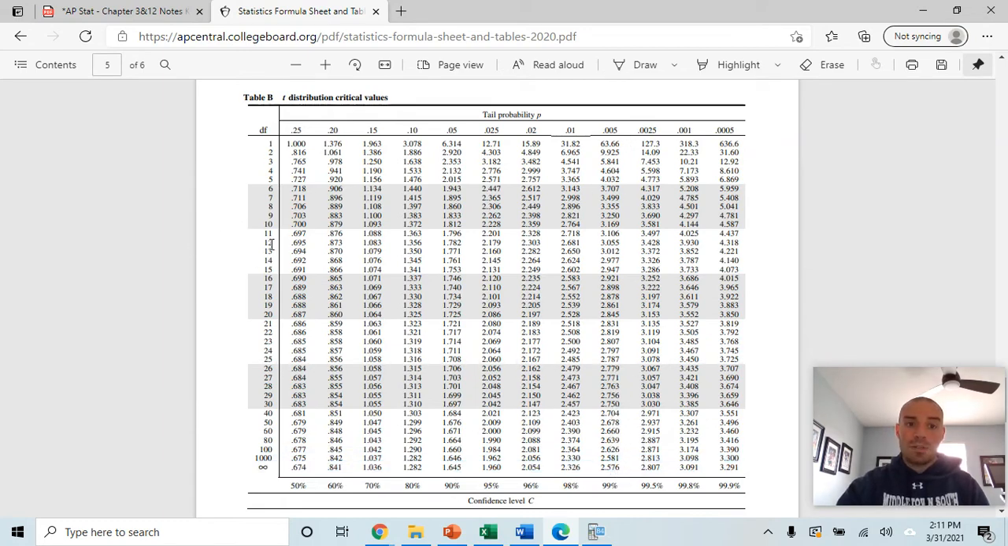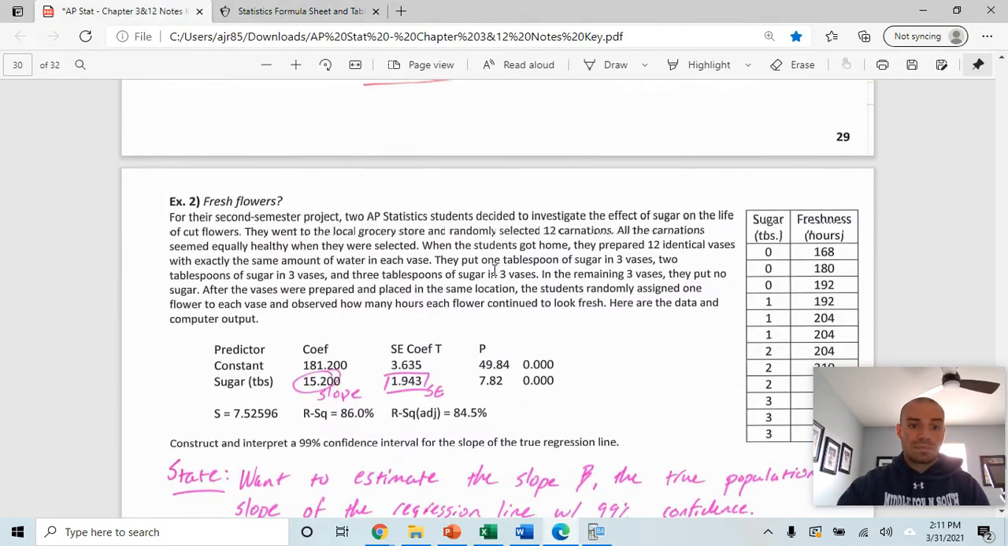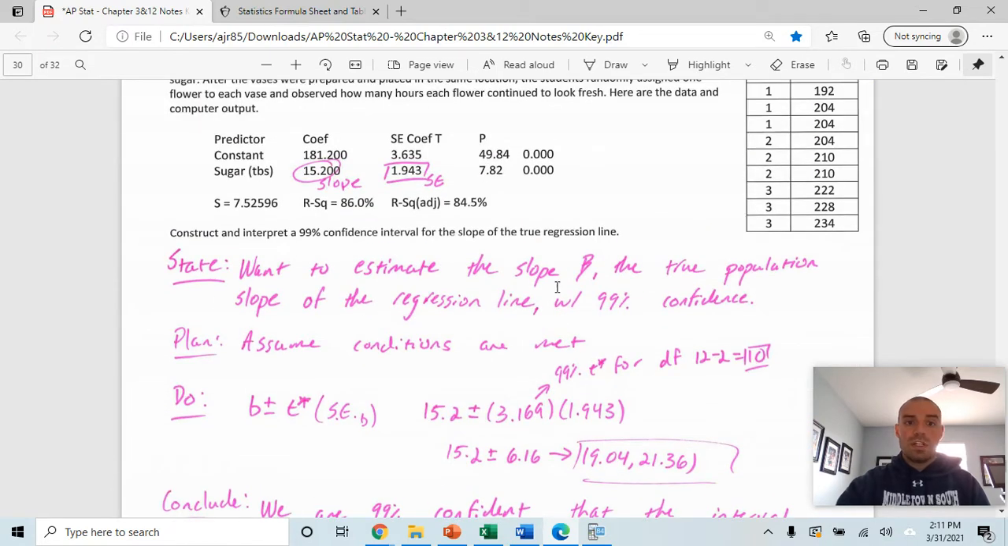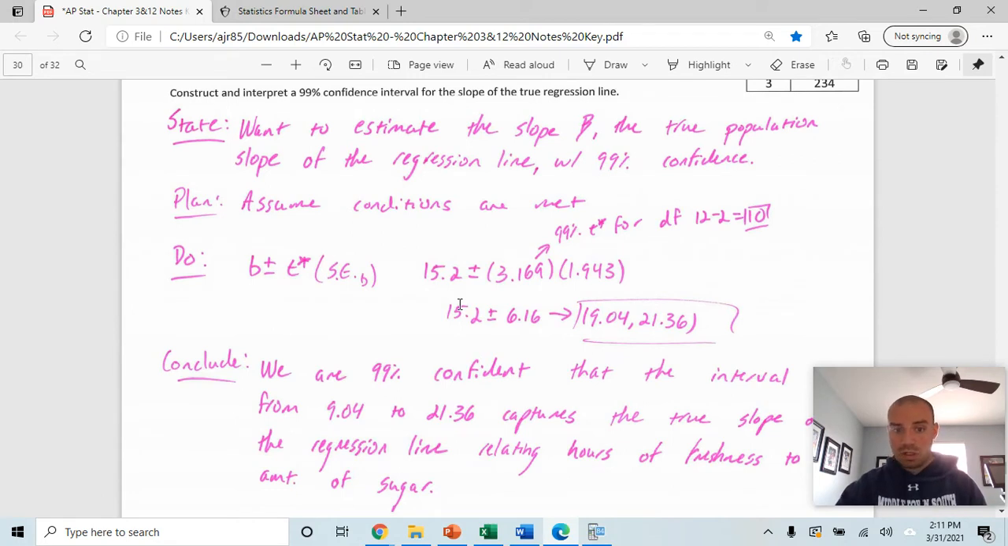And if my sample size was 12, the degrees of freedom are going to be 10. So my t critical value is going to be 3.169. Okay? So there's my critical value right there. You can assume the conditions are met. This is going through the process, which we will go through in class on how to do this. 15.2 plus or minus 3.169 times the standard error, and you'll get your confidence interval there.